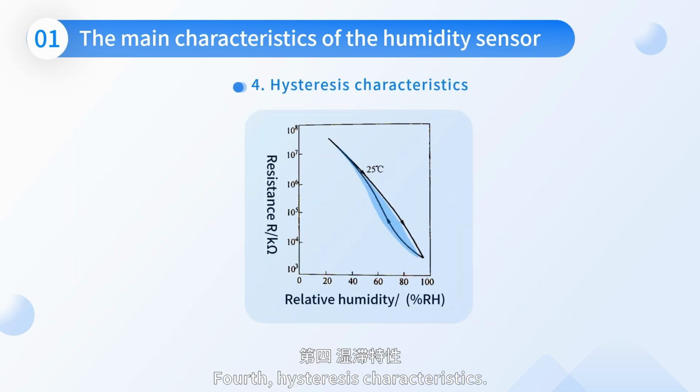Fourth, hysteresis characteristics. During the process of humidification and dehumidification, the absorption and desorption curves of humidity sensors do not coincide but rather form a hysteresis loop, which is known as the hysteresis characteristic.